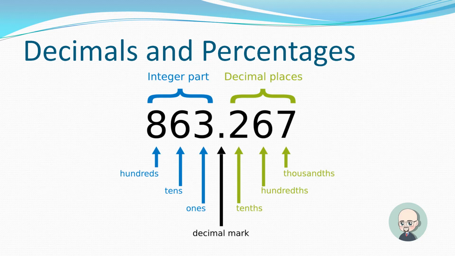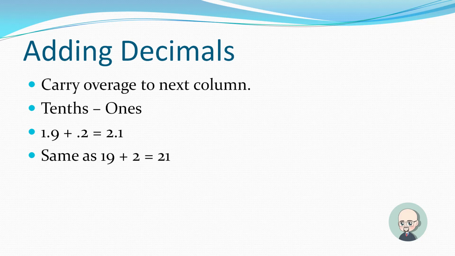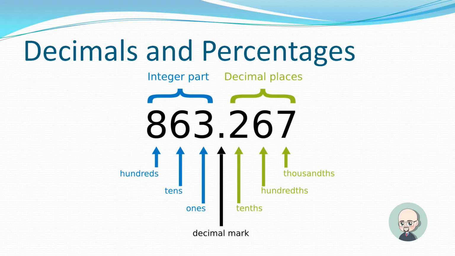So again, just to look at that, a reminder of the hundreds, tens, ones, tenths, hundredths, and thousandths. All these places are related to each other. When we add decimals, we carry the overage to the next column. So that's anything. When you hit 10, it goes over a column. So 1.9 plus 0.2 equals 2.1. It adds up to 10 or greater than 10, the 0.9 and 0.1. So that goes over to the ones column. It's the same thing as 19 plus 2, which is 21, except we're going over a column to the right. You see? If we look at that, we're over a column to the right. Okay, that's the only difference.